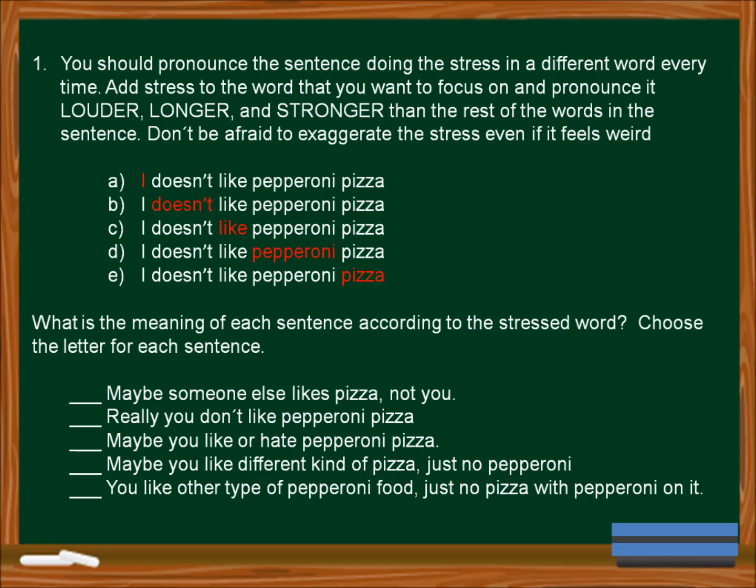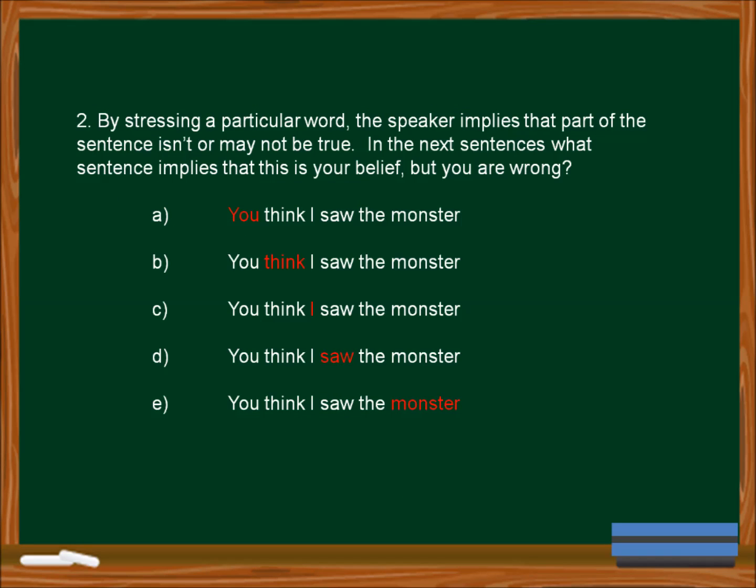What is the meaning of each sentence according to the stressed word? Choose the letter for each sentence. By stressing a particular word, the speaker implies that part of the sentence isn't or may not be true. In the next sentences, which sentence implies that this is your belief, but you are wrong?